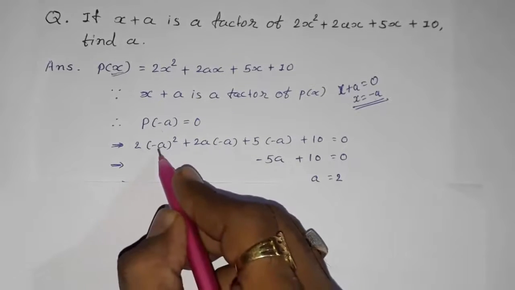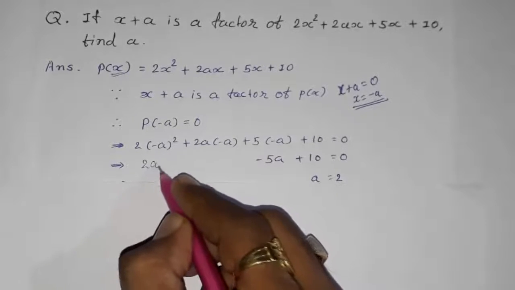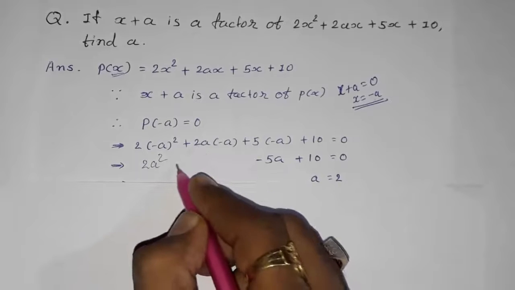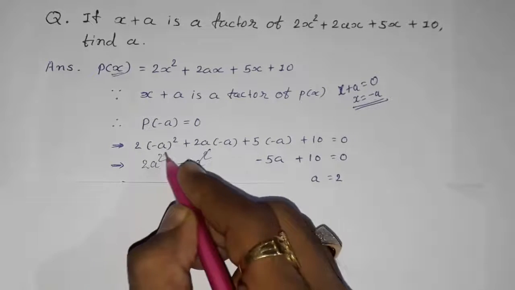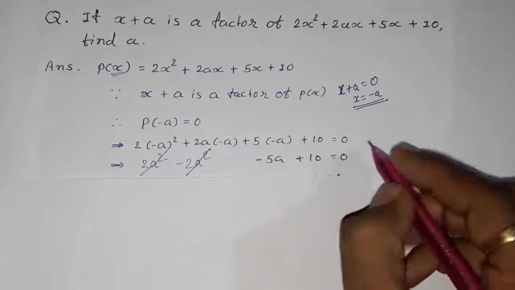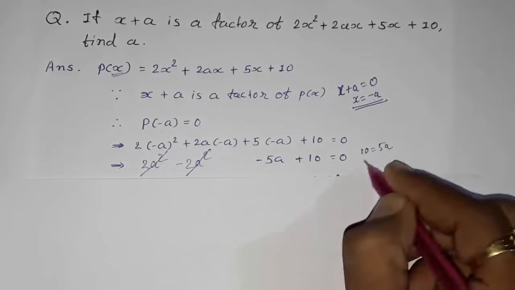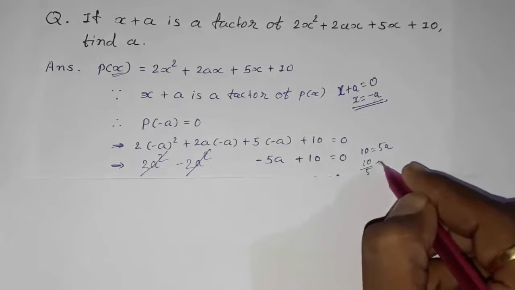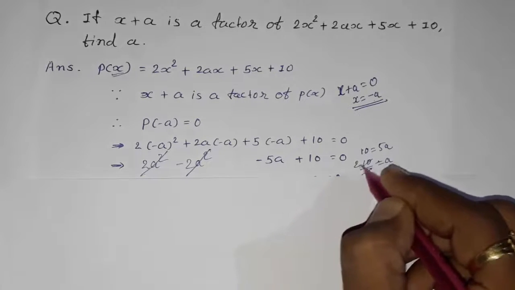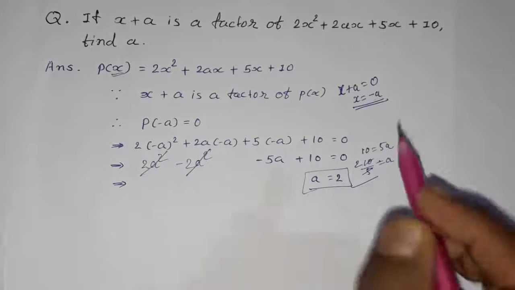So what will happen? Here this will become minus a square, so plus a square. So plus 2a square, and here minus a into plus 2a gives minus 2a square. So this will get cancelled and you will get minus 5a plus 10. Now take this minus 5a to the other side. So this will become 10 equals 5a, and 10 by 5 equals a. We will cancel this and I will get a equals 2. So directly a equals 2.